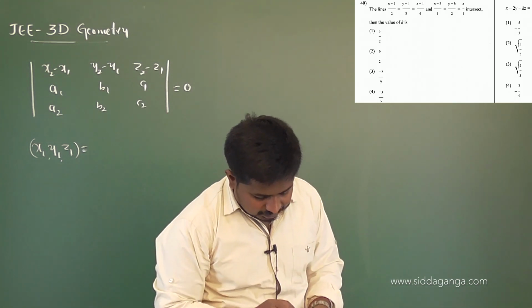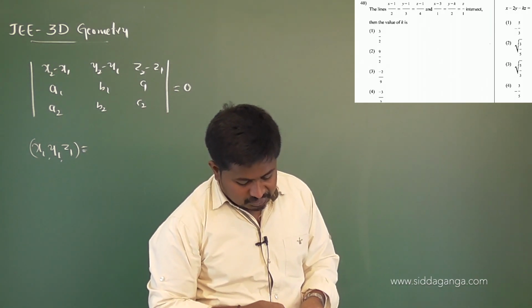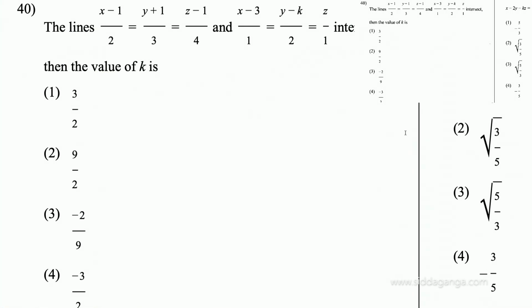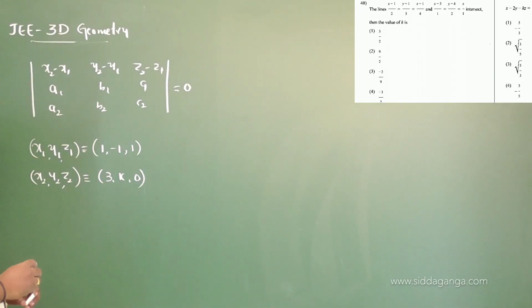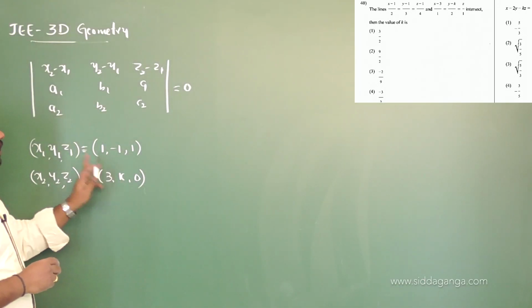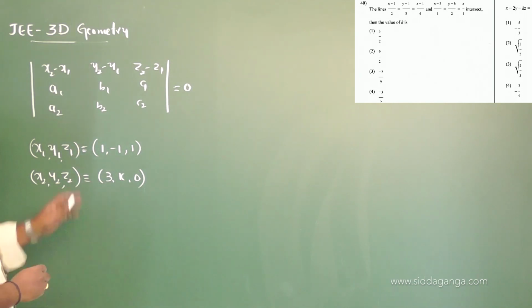Student, you please change that. x minus 1 by 2 is equal to y plus 1 by 3, that is y plus 1. So, this is x1, y1, z1 and x2, y2, z2. The point through which the second line is passing is (3, k, 0). So, for what value of k are these two lines in the same plane? That is the question now.